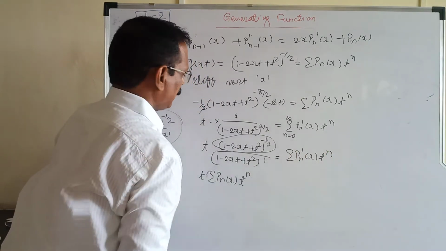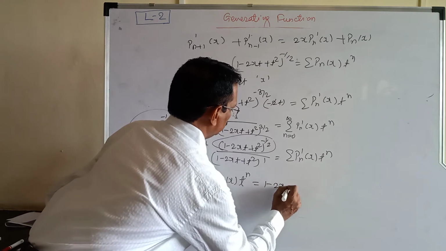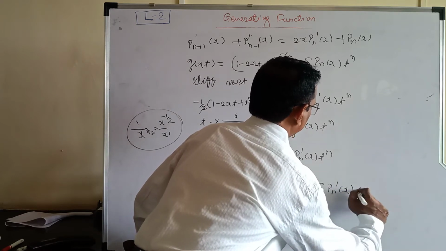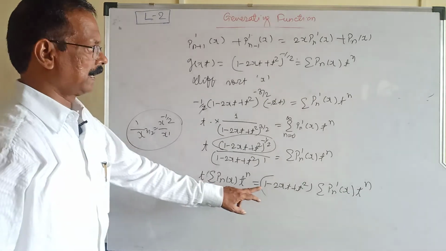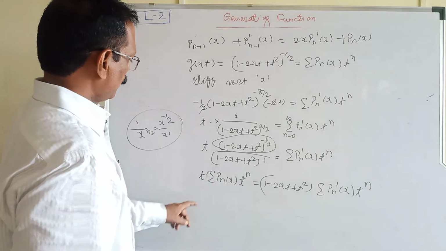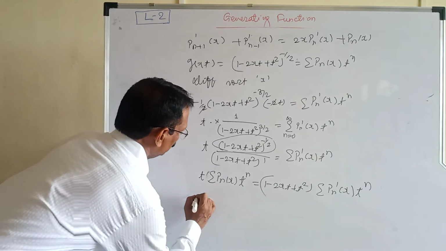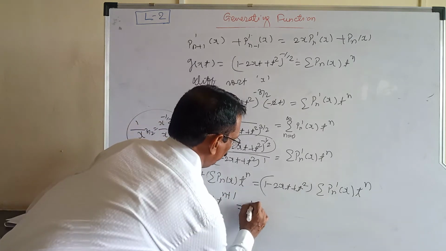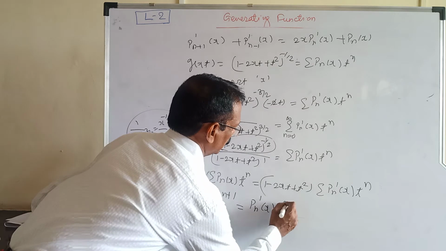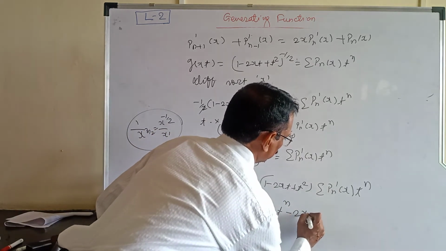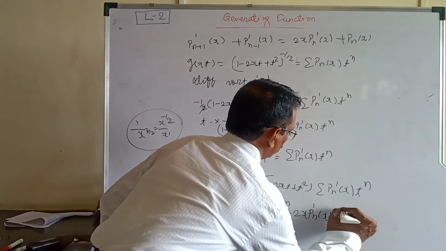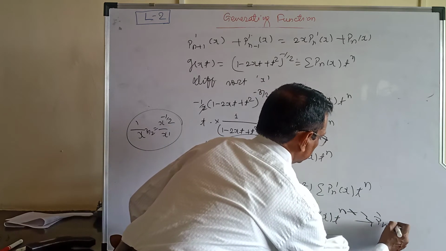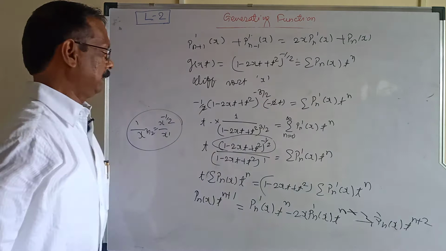We have to transfer this to the right hand side: it is equal to (1 minus 2xt plus t squared) into summation of Pn dash of x into t raised to n. So this is the left hand side, this is the right hand side. It is multiplied by t raised to n. So we get Pn of x t raised to n plus 1 is equal to Pn dash of x t raised to n, minus 2x Pn dash of x t raised to n plus 1, plus Pn dash of x t raised to n plus 2. So this is the next term here.